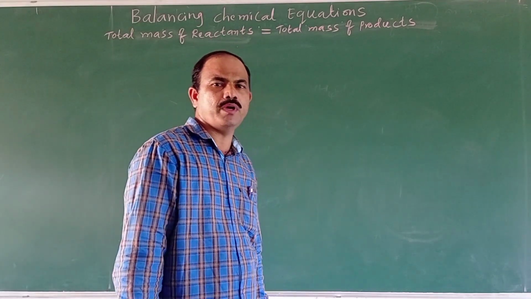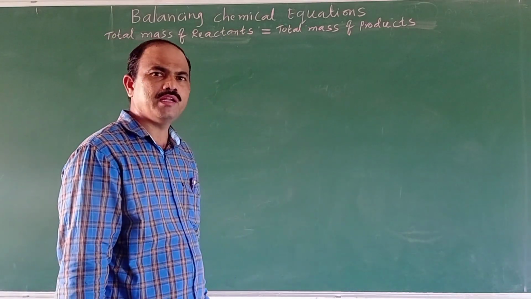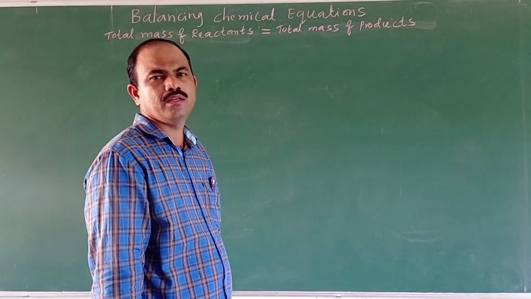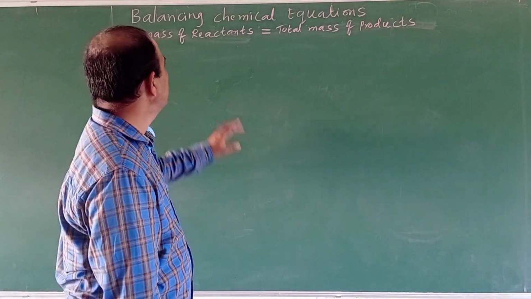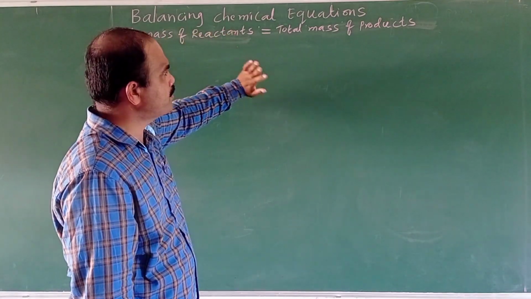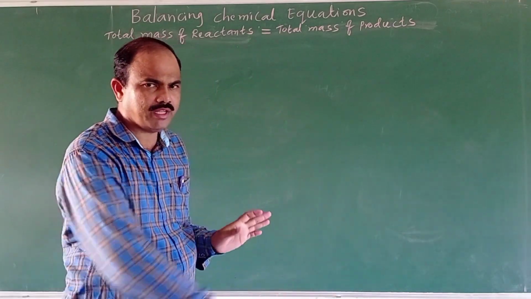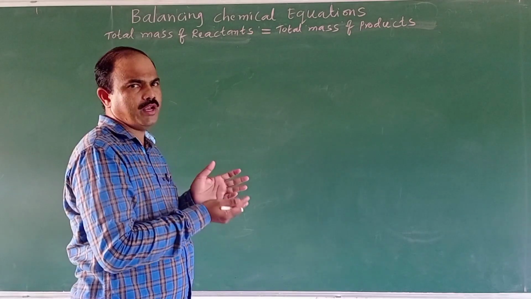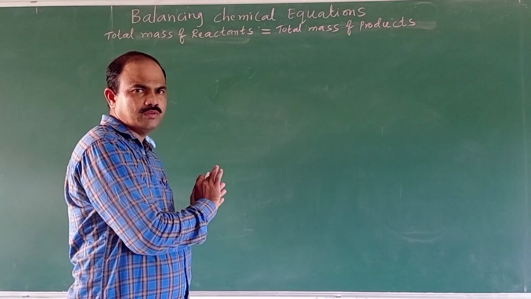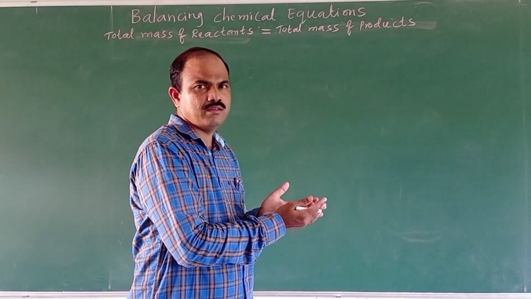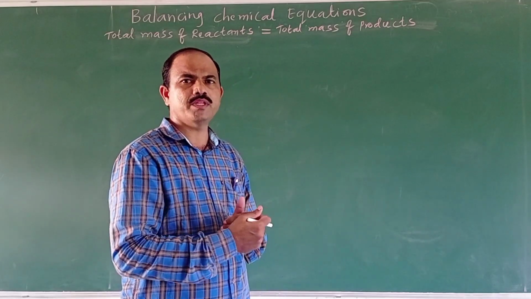But before going to balance chemical equations, why do we have to balance the chemical equation? That is according to the law of conservation of mass. The total mass of the reactants must be equal to the total mass of the products. If you take any equation, how many atoms participate in the reactants? After the reaction, some products are produced. In the products also, the number of atoms must be the same.